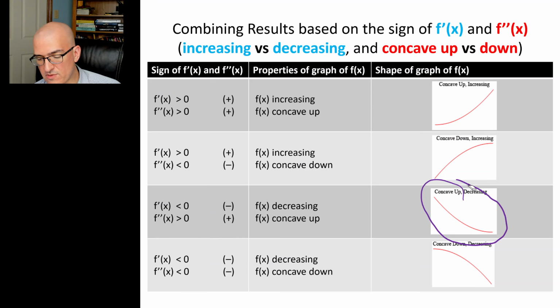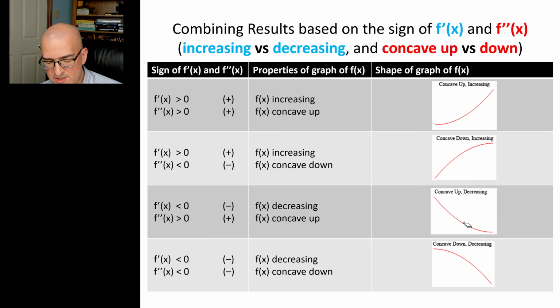So that would be the third graph. And if they're both negative, if the function's derivative, so f prime is negative and f double prime is negative, that means the function will be decreasing in that region and concave down in the region. It'll be this graph. And we're going to use this to actually graph functions using calculus.